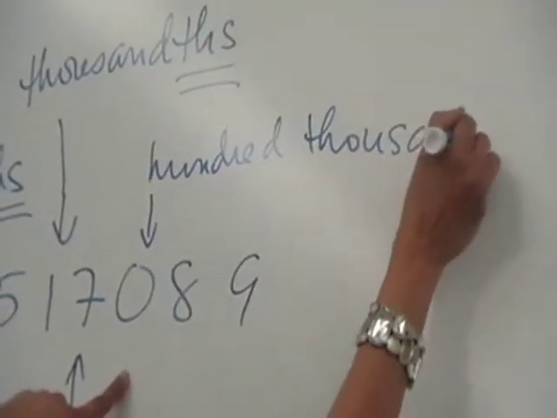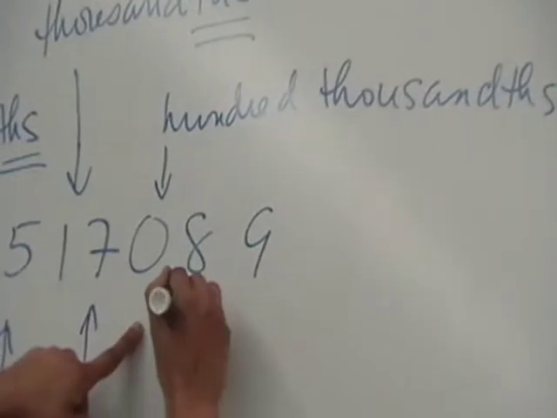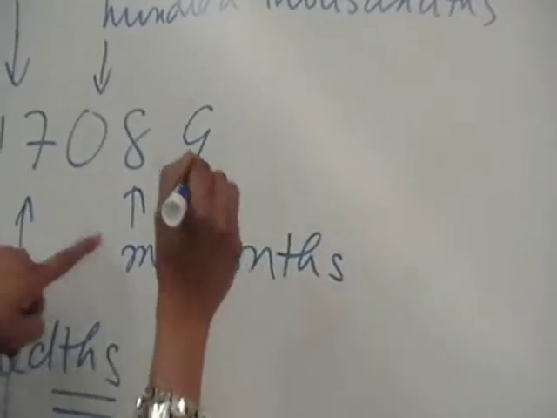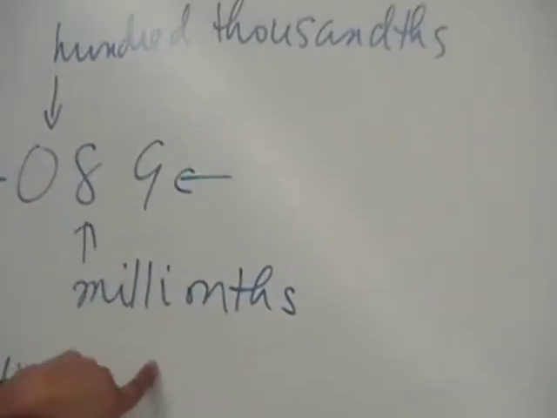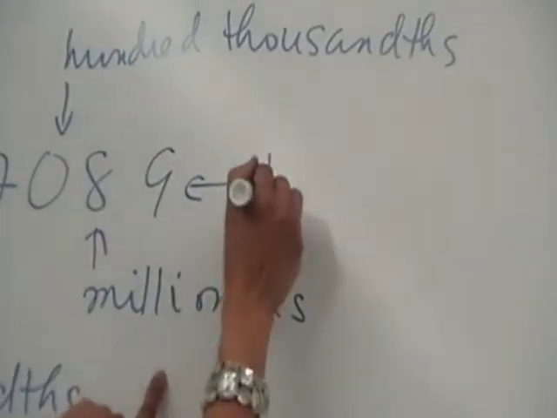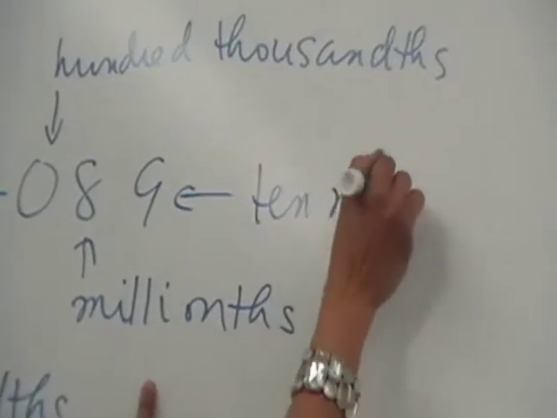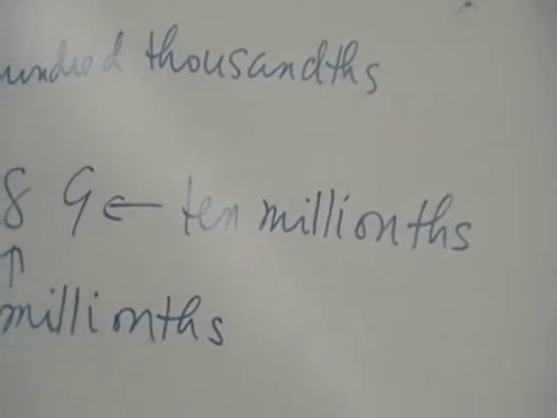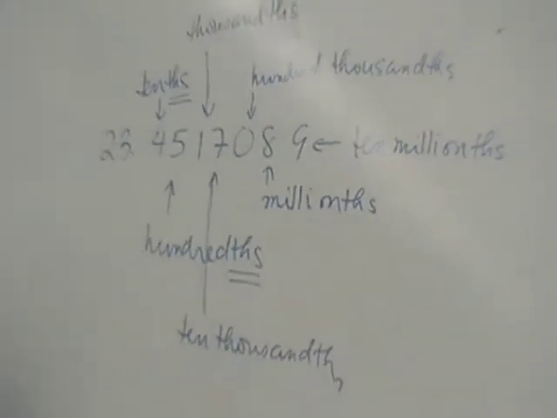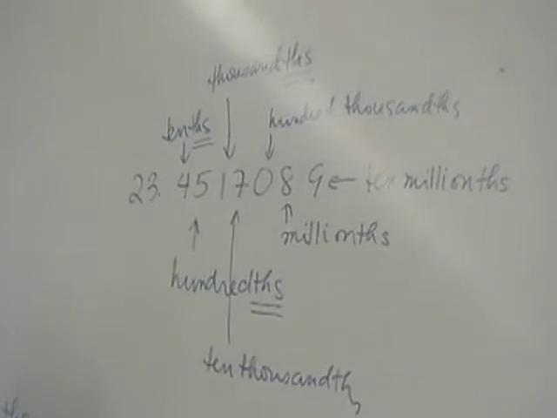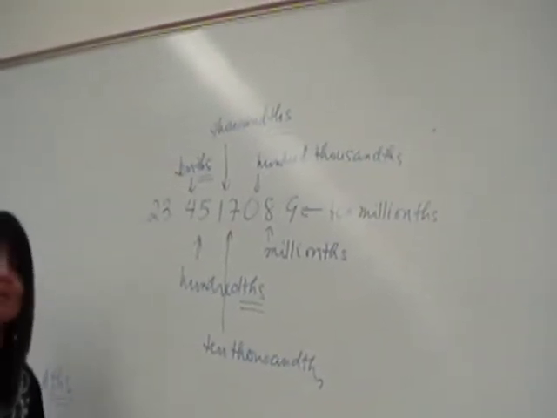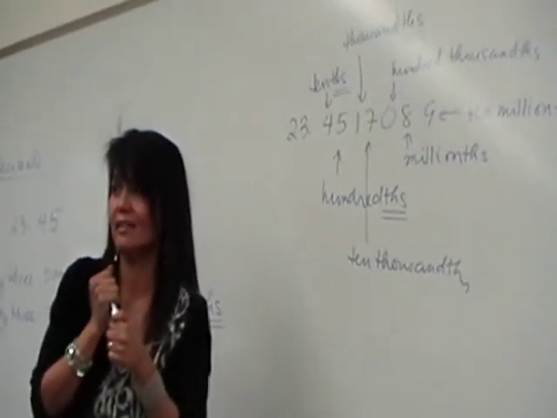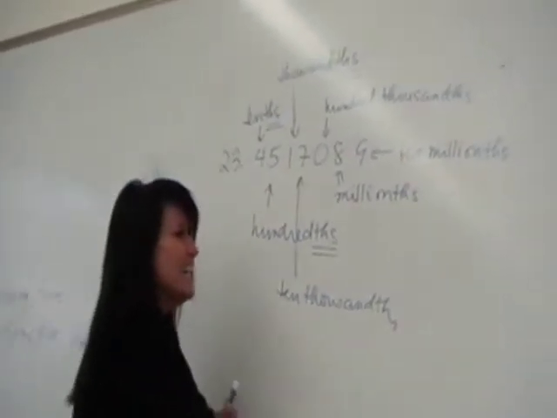And what about the 8? What is it going to be called? 8 millionths, right? Just put the TH at the end. What about the 9? What is it called? Ten millionths. Do you guys get it already? After ten millionths, you expect what? Hundred millionths. After hundred millionths, you'll see billionths, and then trillionths.